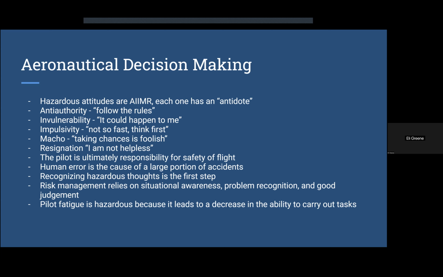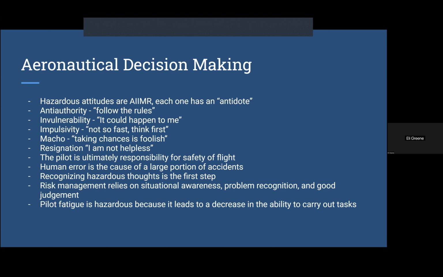Anti-authority is, I mean, they're all just exactly what they sound like. The antidote to anti-authority is follow the rules. The antidote to invulnerability is it could happen to me. With impulsivity, it's not so fast, think first. Macho is taking chances is foolish. And resignation is I am not helpless. So this is what the FAA wants you to know about these.